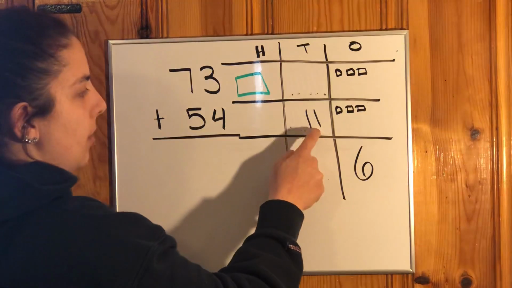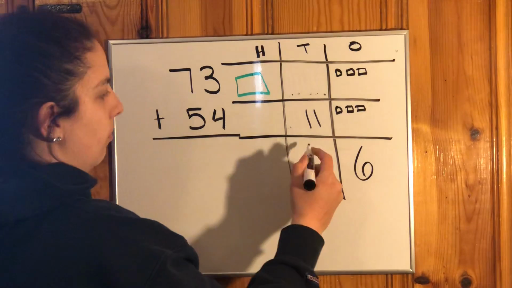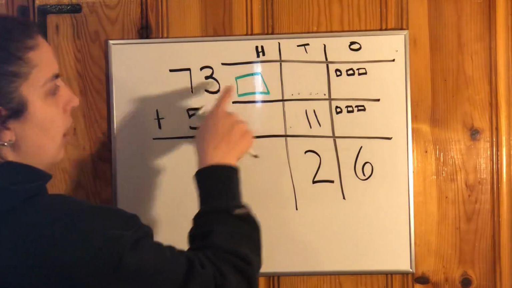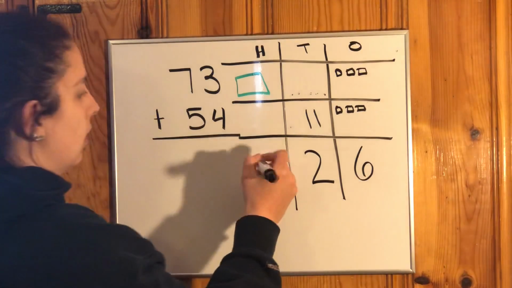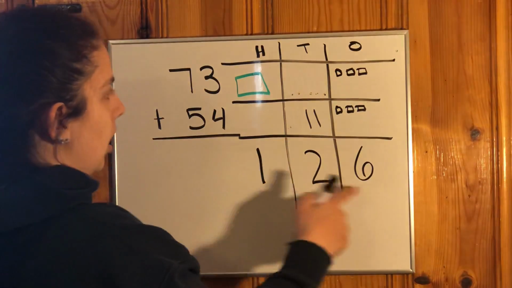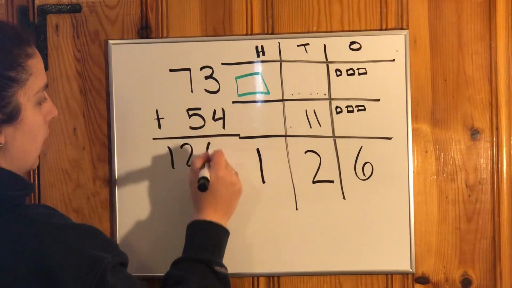So now I have how many tens left over? 2. How many hundreds do I have in my hundreds place now? 1. So my answer for 73 plus 54 is 126.